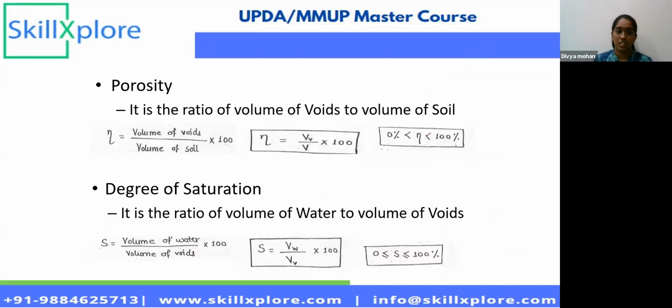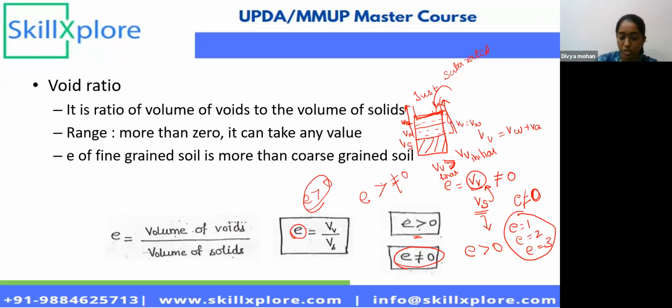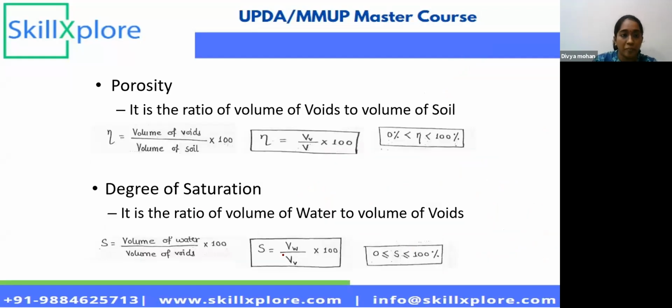Next, porosity. Porosity is the volume of voids to the volume of soil. While seeing the void ratio, we should note that it is the volume of solids, Vs, which is constant. However, in porosity, it is the total volume of soil, V equal to Vs plus Vv. So it comprises the total volume also. We should be very clear about that.